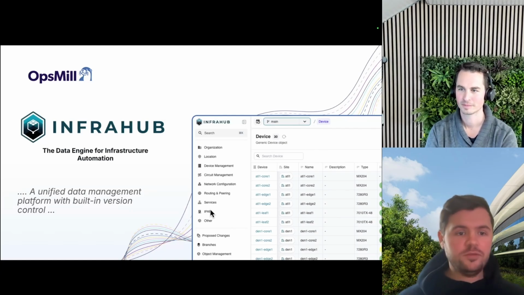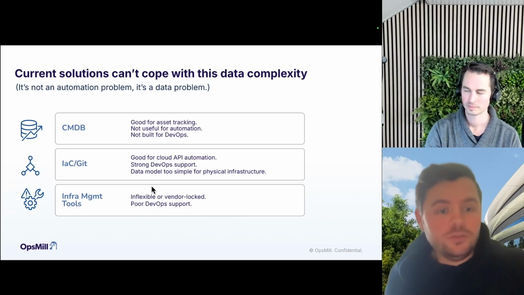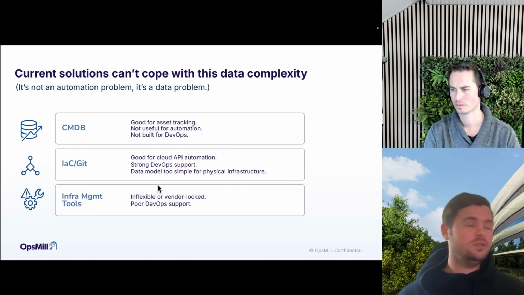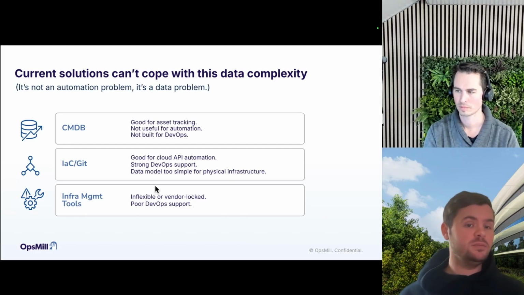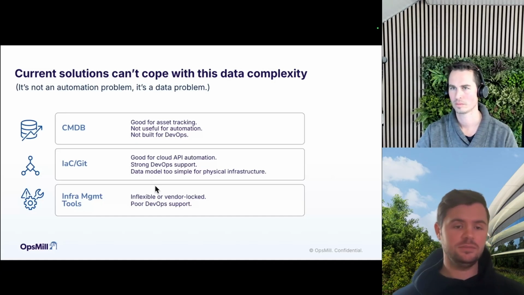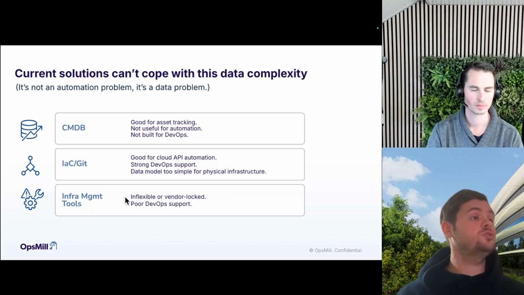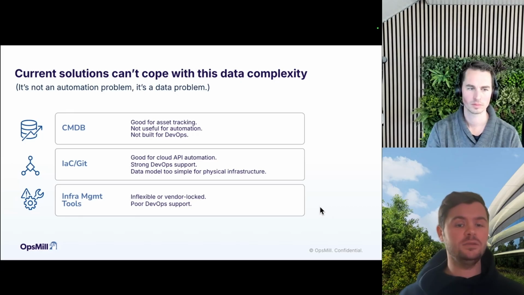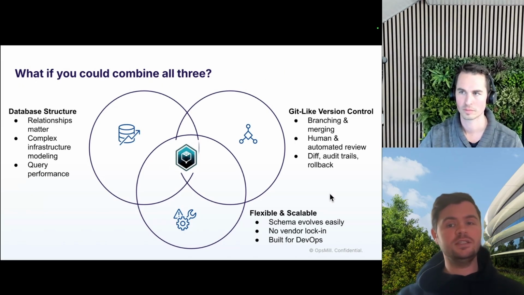What is Infrahub? Infrahub is a data engine for infrastructure automation. At the moment, current solutions can't cope with the data complexity out there. Typically we see people running a CMDB tool, but also incorporating that with infrastructure as code and Git practices. And then we also see people using infrastructure management tools, which might be inflexible and vendor locking depending on what networking estate you have. So Infrahub sits in the middle of all these.